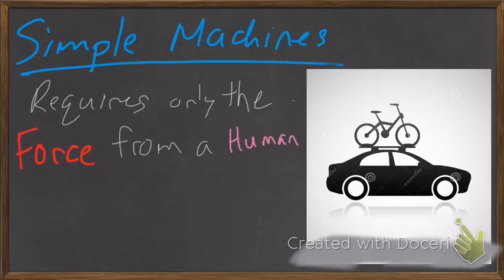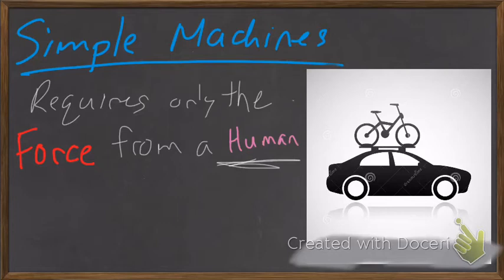So that's any machine. Now we're going to talk specifically about simple machines. So simple machines are machines that require only the force of a human in order to run them. So for example, here we have a bike and we have a car. So which one do you think, Mr. Benjamin, is the simple machine?